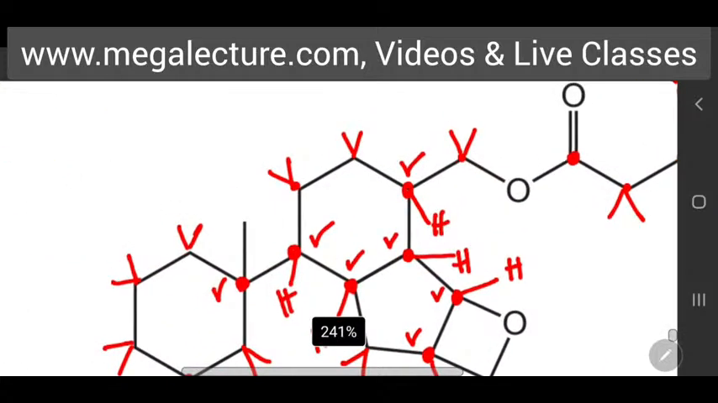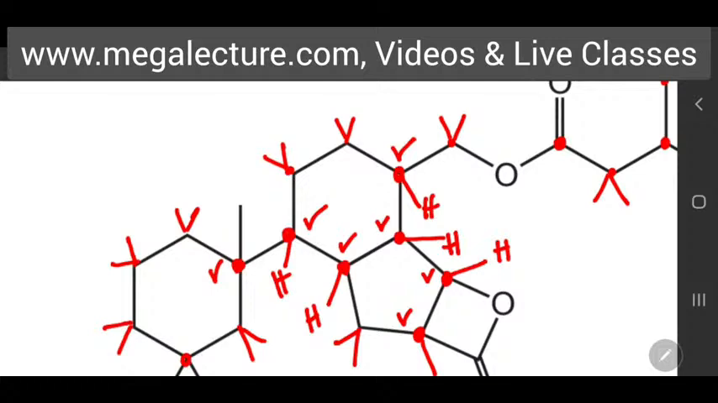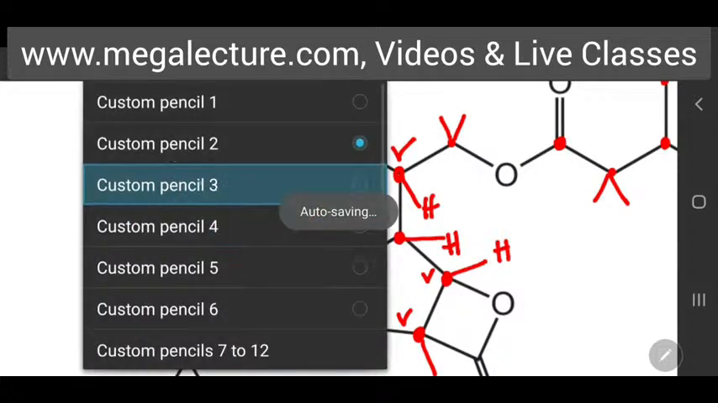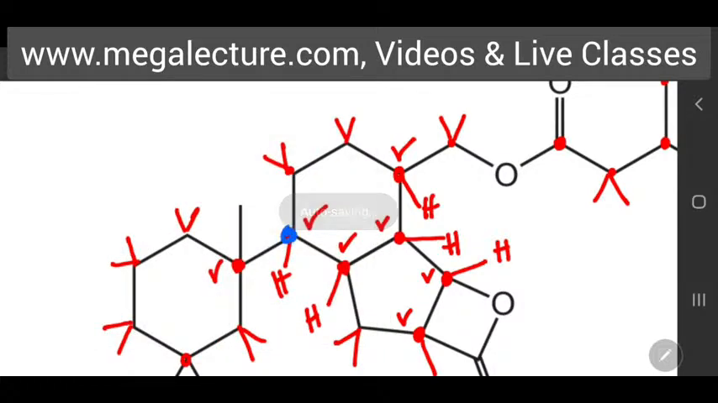Now in cyclic structures, don't get confused. Like in cyclic structures, if you focus on this carbon atom, think of yourself standing on this carbon atom. This side looks different from this side because this side has branches that are coming out, right?